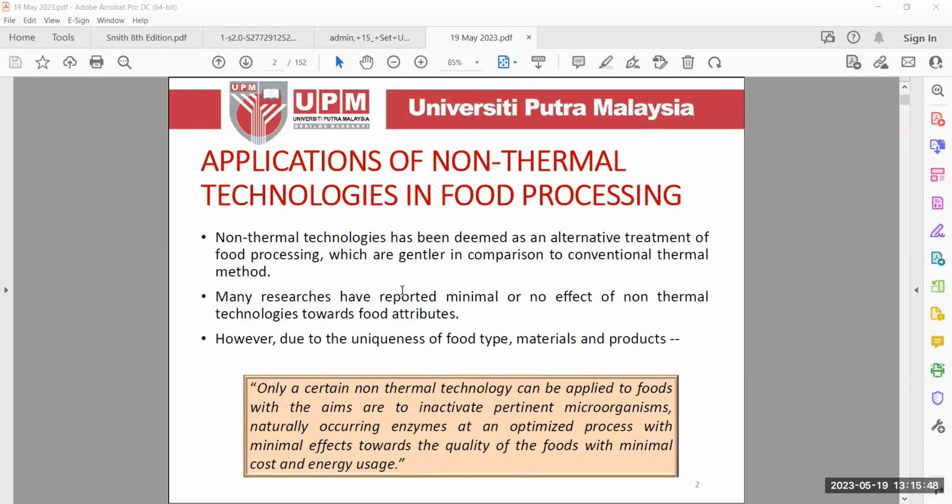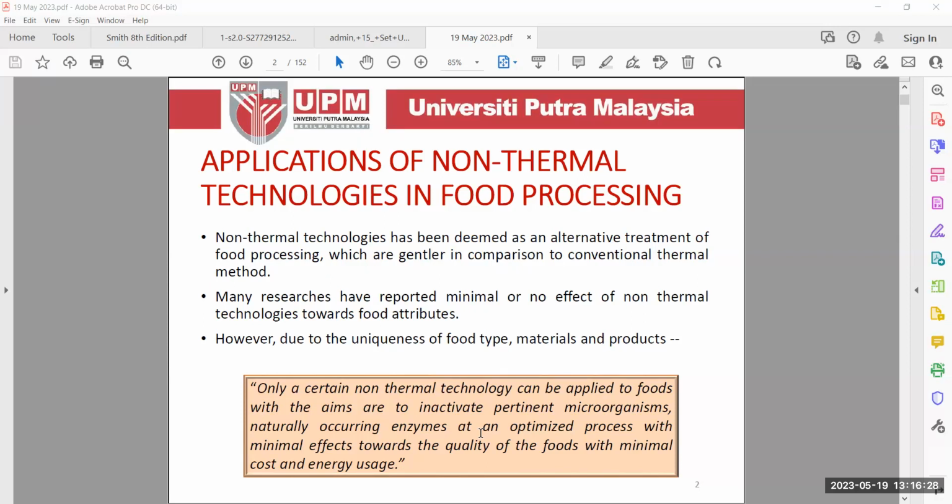Okay. However, due to the uniqueness of food type, materials, and product, only a certain non-thermal technology can be applied to food with the aim to inactivate pertinent microorganisms and naturally occurring enzymes, and an optimized process with a minimal effect towards the quality of the food with minimal cost and energy usage. What I am trying to say is that for each non-thermal technology, there is a very specific food that they can treat with effectiveness. So a certain technology is not suitable for a certain type of food product.